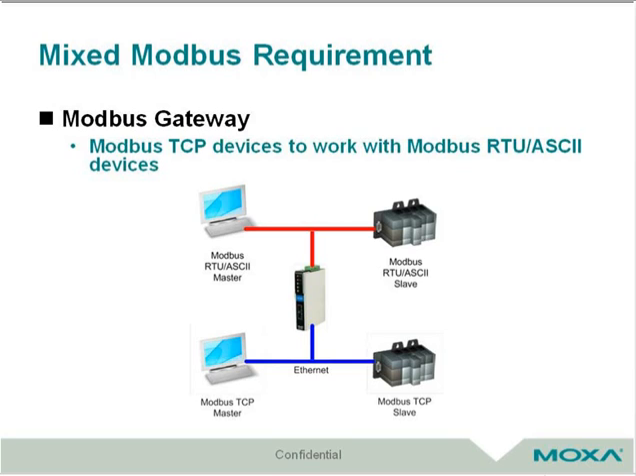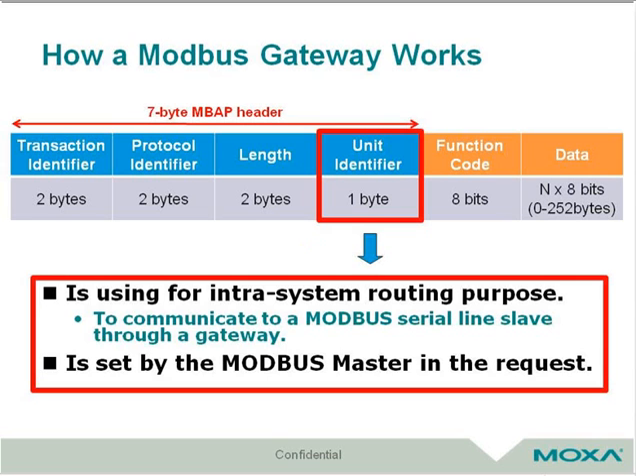A Modbus gateway can translate Modbus TCP packets to Modbus RTU, ASCII packets and pass them to the correct Modbus device. So the Modbus master can send a request to a Modbus slave, which runs a different variation of Modbus, through a Modbus gateway. How does a Modbus gateway do it?